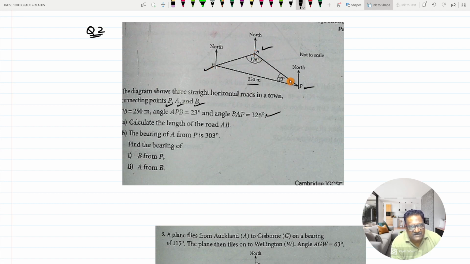This angle is given to you as 126. With all this data given, you are asked to calculate the length of the road AB. The bearing of A from P is given as 303. Given that, you have to find the bearing of B from P, and you have to find the bearing of A from B. Now, this is the question which I will show you how to solve on the graph paper.